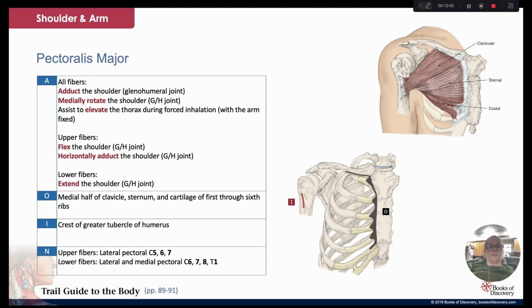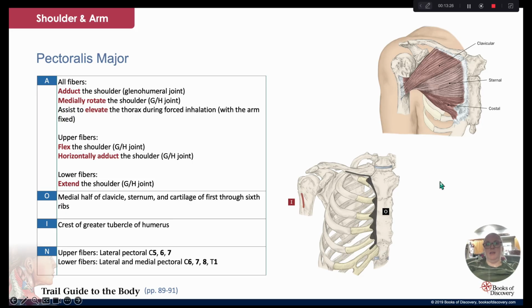So it originates on the medial half of the clavicle, sternum, and the cartilage of your first through sixth ribs. So as it goes down the sternum, it also kind of connects on the cartilage part of the ribs that then connect to your sternum. And then it runs along down and connects onto something called the crest of the greater tubercle of the humerus. So you remember your lesser tubercle, your bicipital groove, your greater tubercle, right under there is that crest. So that's where it's connecting so that it can actually move the shoulder or that humerus bone.